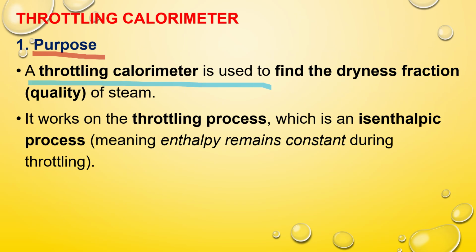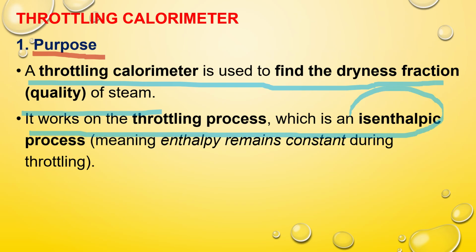The throttling calorimeter is used to find out the dryness fraction of the steam. So what is the X value of the steam flowing through the system, we can find that out. It works on the throttling process, which is an isenthalpic process, or it is called a constant enthalpy process, meaning enthalpy remains constant during the throttling process. So enthalpy before throttling and enthalpy after throttling remain the same, that is an isenthalpic process.